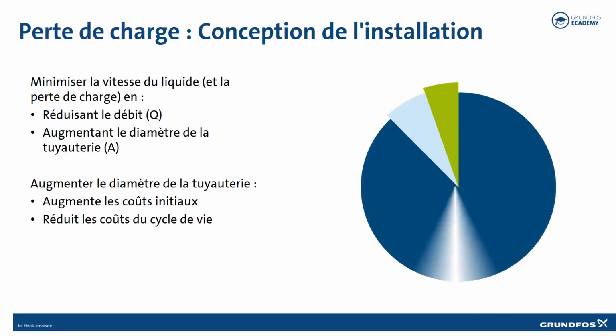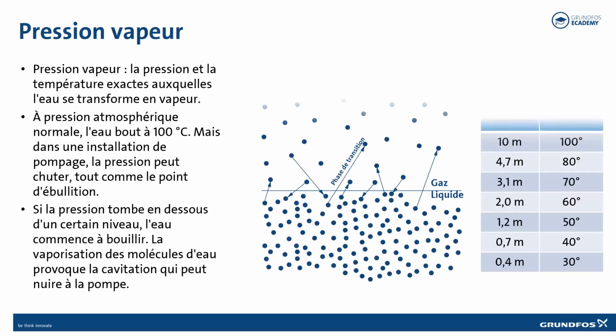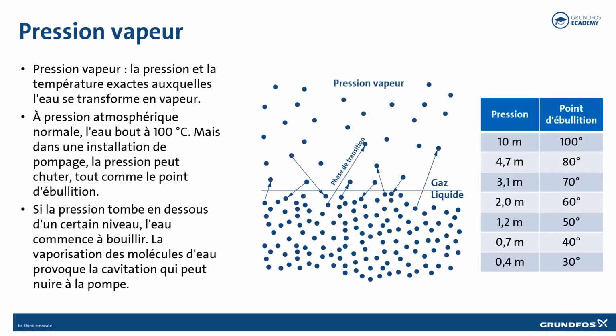Increasing the pipe diameter will also increase the initial cost of a pumping system, but in the long run, the total life cycle costs will be substantially lower as the larger pipes will minimize friction loss and boost overall pumping efficiency. Vapor pressure is an important issue when working with pumping systems.